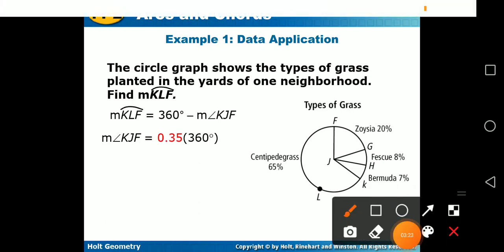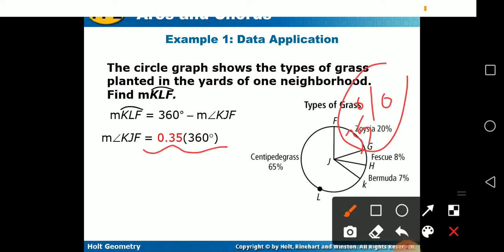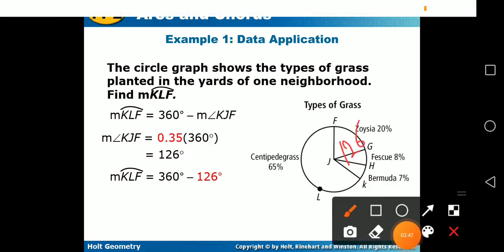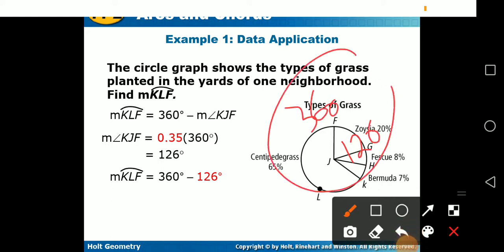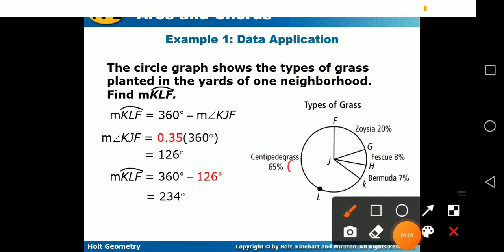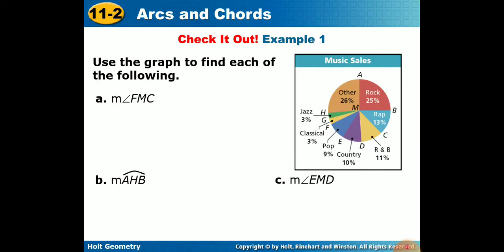So the percentage will be 35. I will take 35 percent times 360, to get the measure of angle KJF. Then you'll find it will be 126. Then 360, all of the circle, minus the 126 will give you 234. So this will be 234 and this 126.